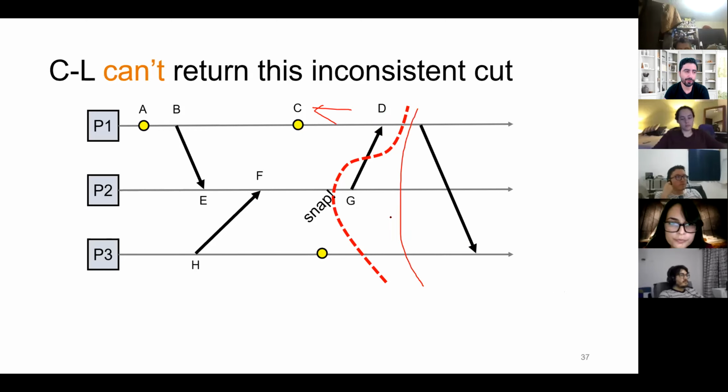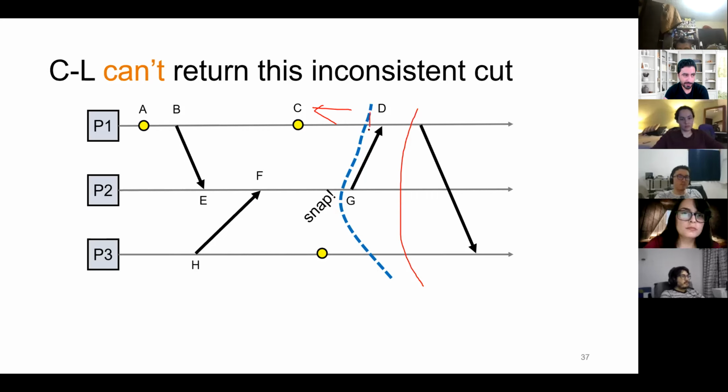So you need to provide a consistent cut. Or this one, or this one, or at this point in time, let's say you are taking the cut. This is your consistent cut, where you're taking the cut at this time.